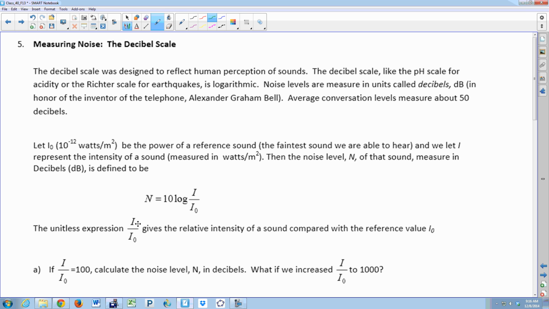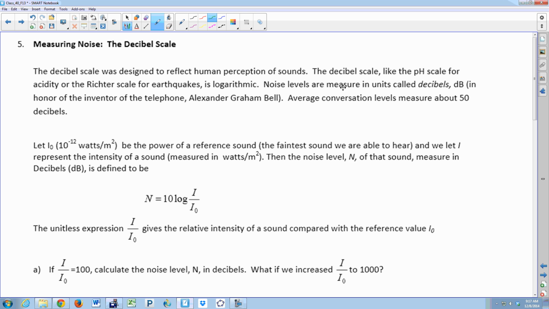So this is the formula that we use to try to measure noise level. That's what the N stands for. Again, you see a log on the right-hand side, and you see this reference sound. This is acting just like the S did in the Richter scale problem. It's just the smallest, the faintest sound that we can measure with the human ear. Okay, so this is just some type of reference sound.